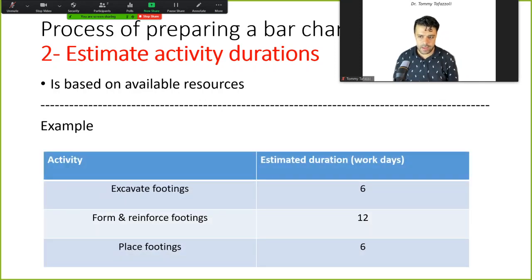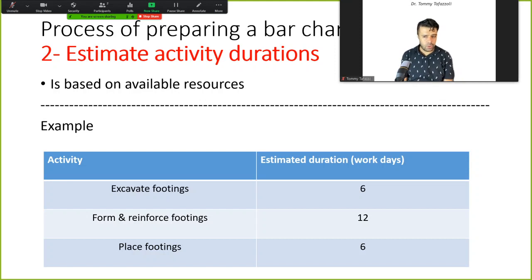So based on that, we continue our example. We look at historical data, or we look at how skillful the people working with us on this project are, and we come to the conclusion or estimate that it will take us 6 days to excavate the footing, 12 days to form and reinforce them, and 6 days to place them.